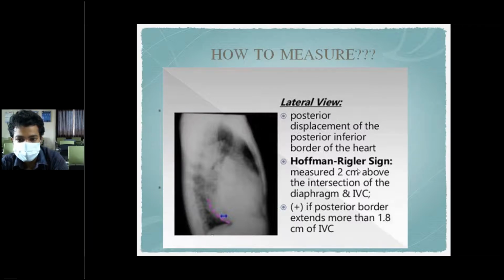showing a posterior displacement of the posterior inferior border of the heart. The Hoffman-Rigler sign is used to assess how much the posterior border of the heart is displaced in left ventricular enlargement. It is measured 2 centimeters above the intersection of the diaphragm and IVC. The sign is positive if the posterior border of the heart extends more than 1.8 centimeters from the IVC. The blue arrow is showing this enlargement. If it is more than 1.8 centimeters, the sign is positive, which indicates there is a left ventricular enlargement.